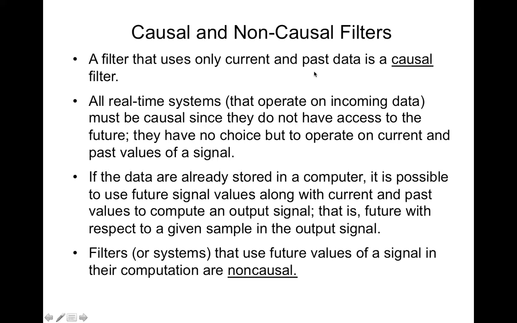If a filter uses only current and past data, it's called a causal filter. In other words, the input is causing the output. Any real-time system, something that's processing currently incoming data, has to be causal because you don't have access to the future. So you don't know what your future output is in order to feed it back to create your current output. If the data are already stored in a computer file, it is possible to use future values because the future values were recorded and stored. So a non-causal filter can be used in a computational system.